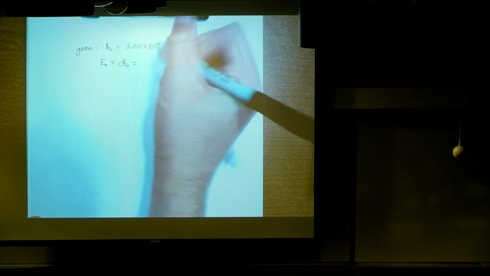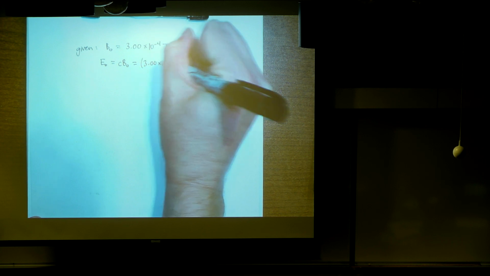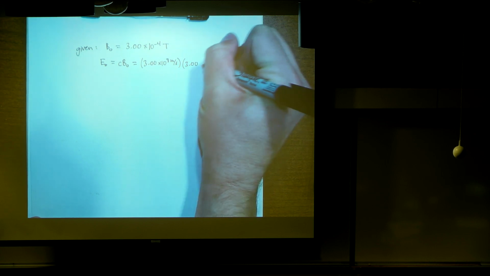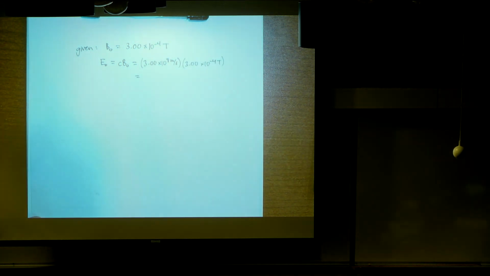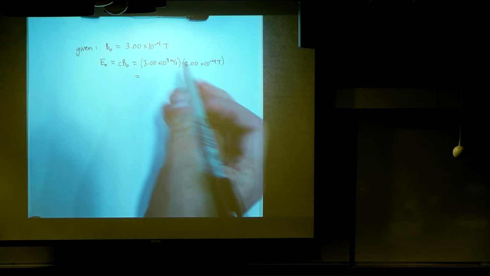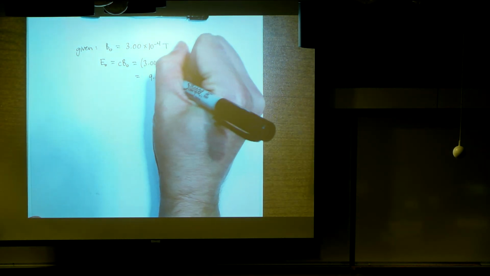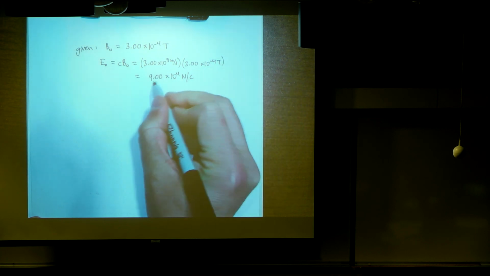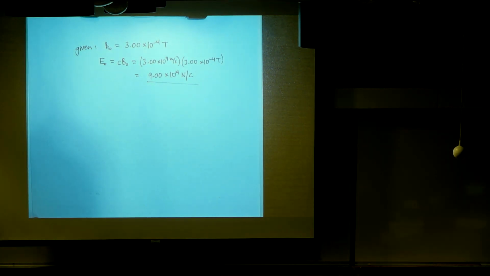So we'll take C, which is the speed of light, 3 times 10 to the 8 meters per second, multiplied by 3 times 10 to the minus 4 Tesla, giving us 9, and then the power of 10 is 10 to the 4, right? So it's 9 times 10 to the 4 newtons per coulomb. That's the maximum strength of the E field that it will reach.